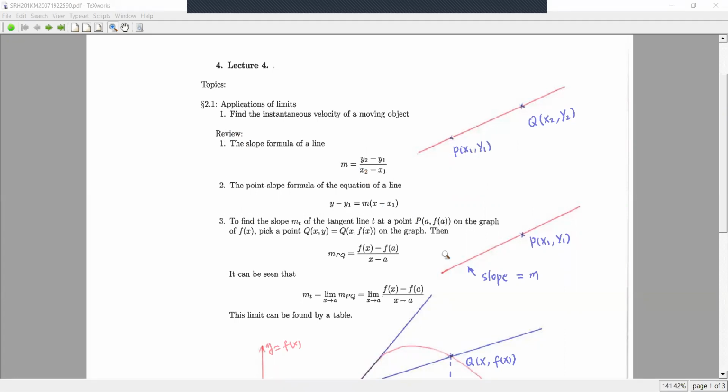Review number 2. Suppose we have a line, and suppose we know 1 point on the line and also the slope of the line. Then the equation of this line is y minus y1 is equal to the slope times parenthesis x minus x1 parenthesis. In this equation, y and x are variables. y1 and x1 are the coordinates of the point P. They are constants.